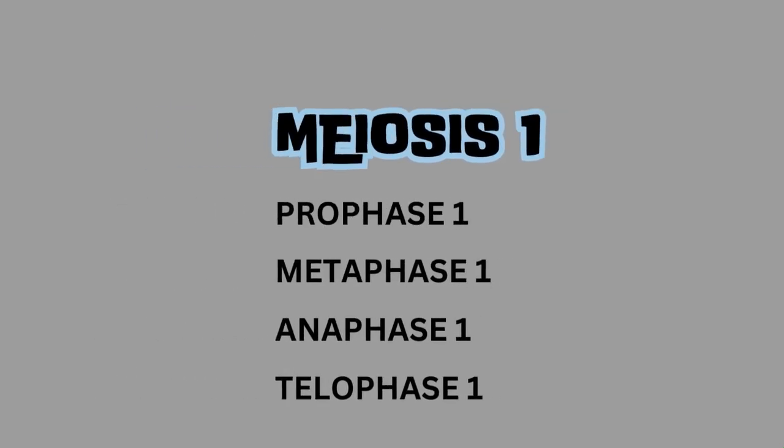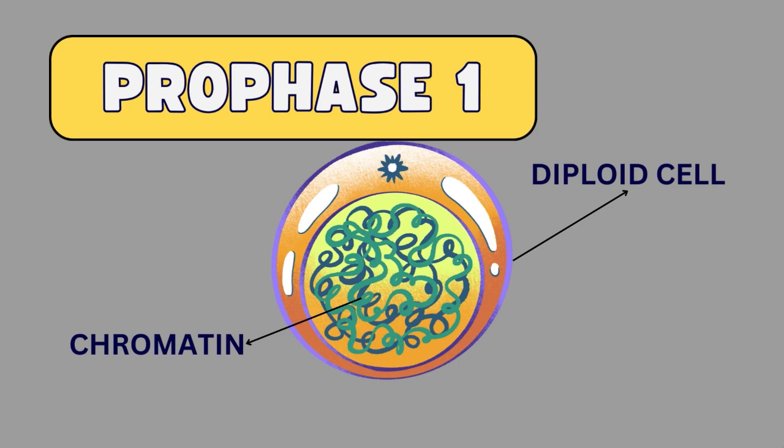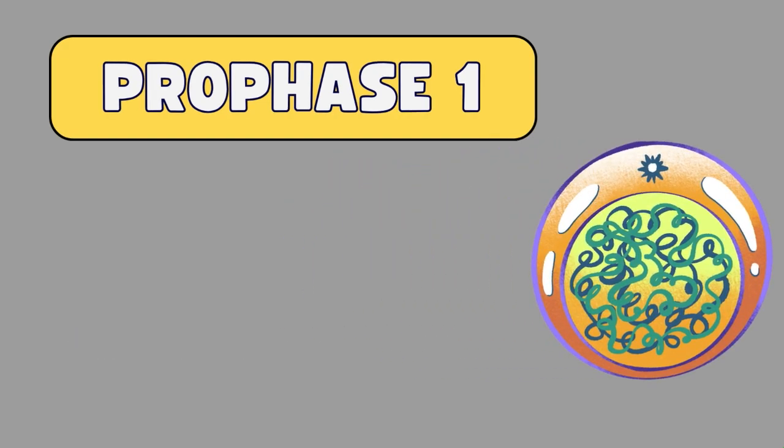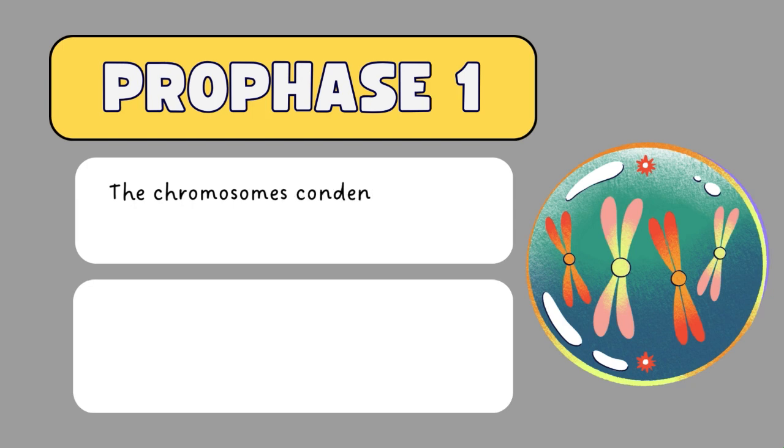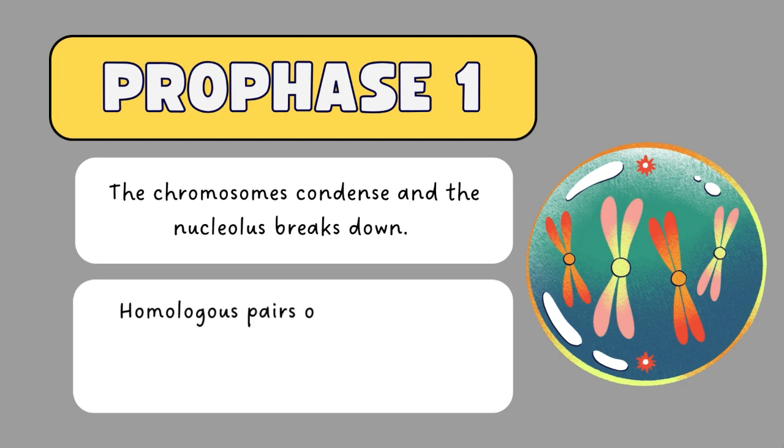Starting with prophase 1. Prophase 1 is the longest and most complex phase of meiosis, which makes up 90% of the entire process. It starts in a diploid cell, where each chromatin has two uncoiled spread-out sets of chromosomes. The chromosomes condense and the nucleus breaks down. Homologous pairs of chromosomes come together in a process called synapsis.